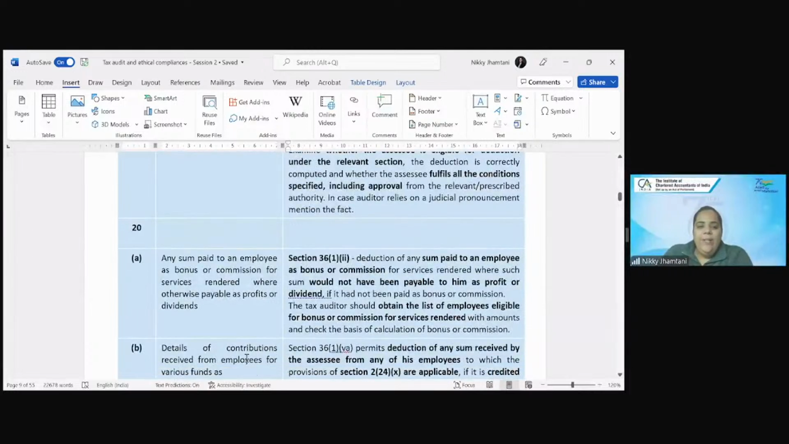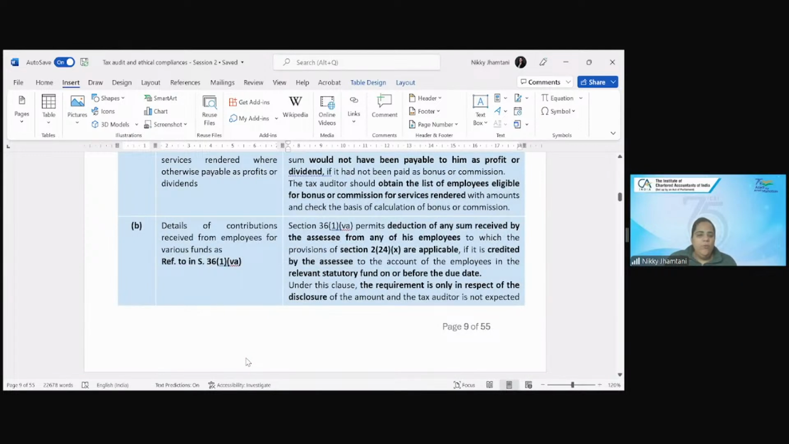Then, clause 20, part A. Any sum paid to an employee as bonus or commission for services rendered, otherwise payable as profits or dividends. Section 36(1)(ii) basically. Deduction of any sum paid to an employee as bonus or commission for services rendered where such sum would not have been payable to him as profit or dividend if it had not been paid as bonus or commission. The tax auditor should obtain the list of employees eligible for bonus or commission for services rendered with amounts and check the basis of calculation of bonus or commission.